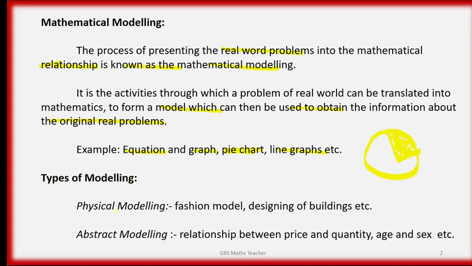So, the types of modeling are physical modeling and abstract modeling. Physical modeling means, suppose, fashion model or designing of a building. That is physical modeling. Then abstract modeling is a relationship between price and quantity, or age and sex, such a relationship expressed as a mathematical model, called abstract modeling, dear students.